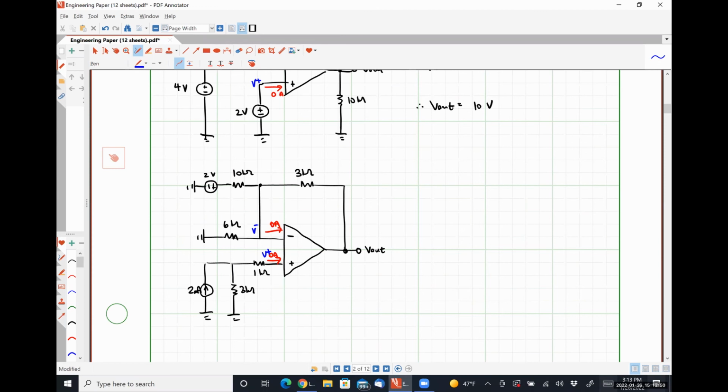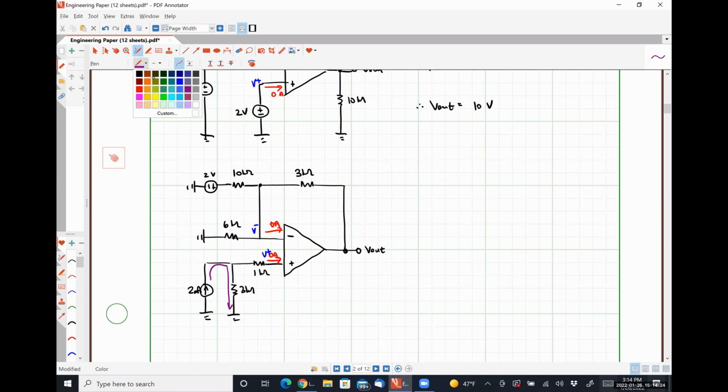Okay, so let's talk about that. All right. So our rule says that no current can flow into the input terminal, right? So where does this 2 milliamps of current go? Through the 3 kilo ohm resistor, exactly right. So it just flows down here, okay?